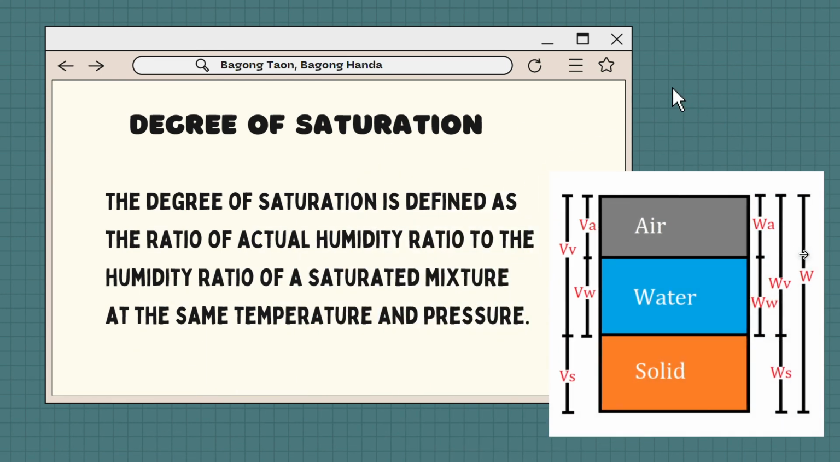Next, degree of saturation. The degree of saturation is defined as the ratio of actual humidity ratio to the humidity ratio of a saturated mixture at the same temperature and pressure. So, it affects the permeability of soil. It's because partially saturated soil contains air voids which are formed due to entrapped air or gas released from the percolating fluid or water. This air will block the flow path, thereby reducing the permeability. Fully saturated soil is more permeable than partially saturated soil.